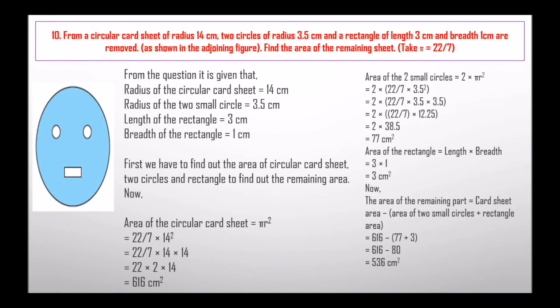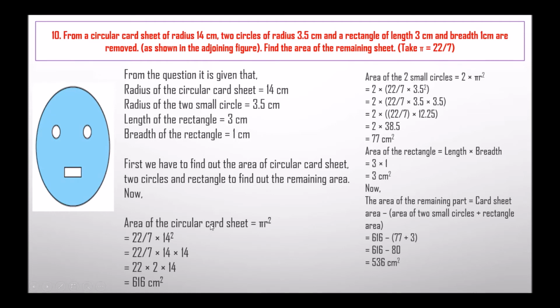10th question. From a circular card sheet of radius 14 centimeter, two circles of radius 3.5 centimeter and a rectangle of length 3 centimeter and breadth 1 centimeter are removed. Find the area of the remaining sheet. Pi equals 22 upon 7. Radius is given 14 centimeter. Radius of two small circles is 3.5 centimeter. Length of rectangle is 3 centimeter. Breadth is 1 centimeter.